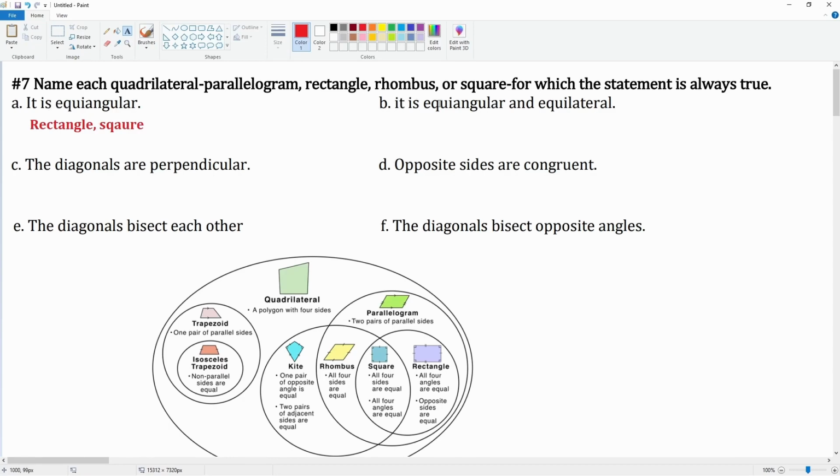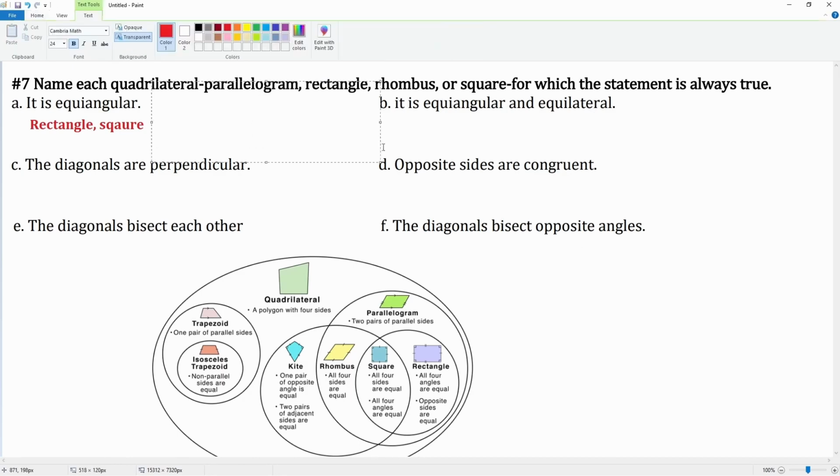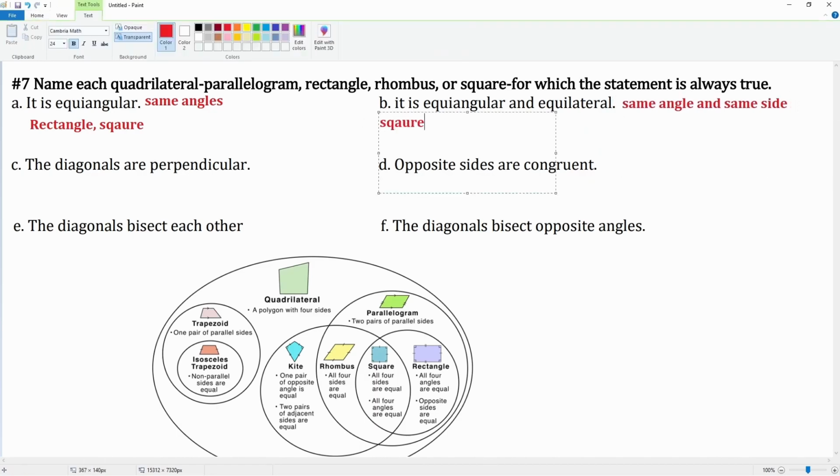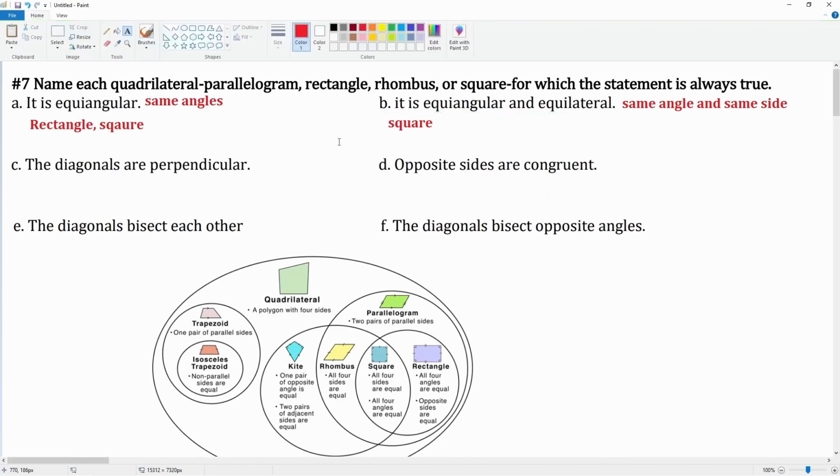B, it's equal angular and equilateral. Equilateral means the same sides. All right, so let me write: equal angular means same angles, and equilateral means same sides. The only one for that is going to be your square. Okay, it's a more specific version of A. It requires having both the same angles and the same sides.